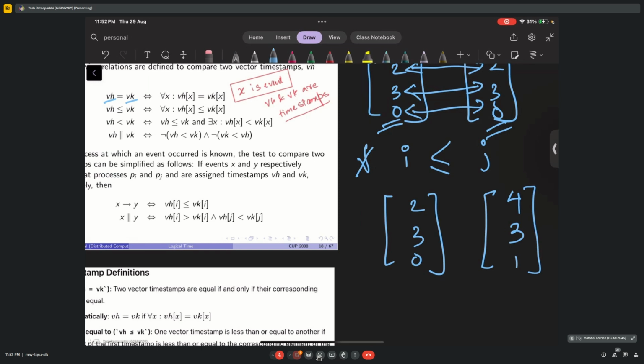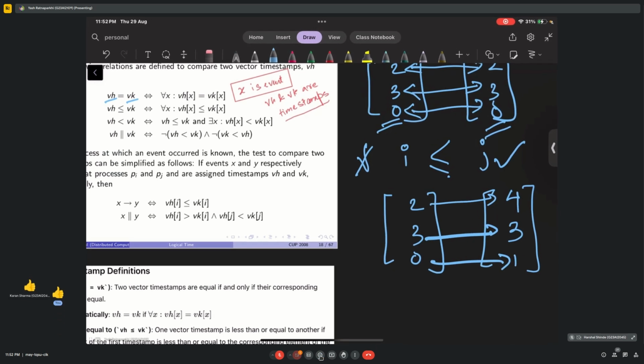Why? Because 2 is less than 4, correct. 3 is equal to 3, equal to sign, correct. And 0 is less than 1, correct. So I can say VH is less than equal to VK. Understood this thing?